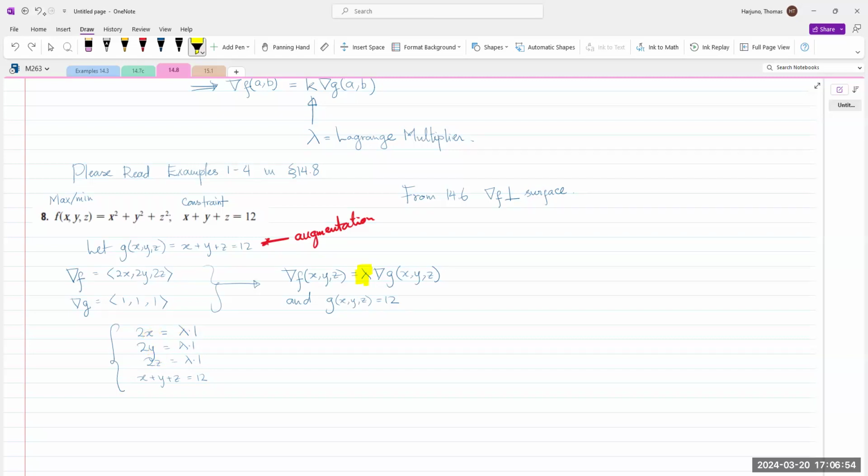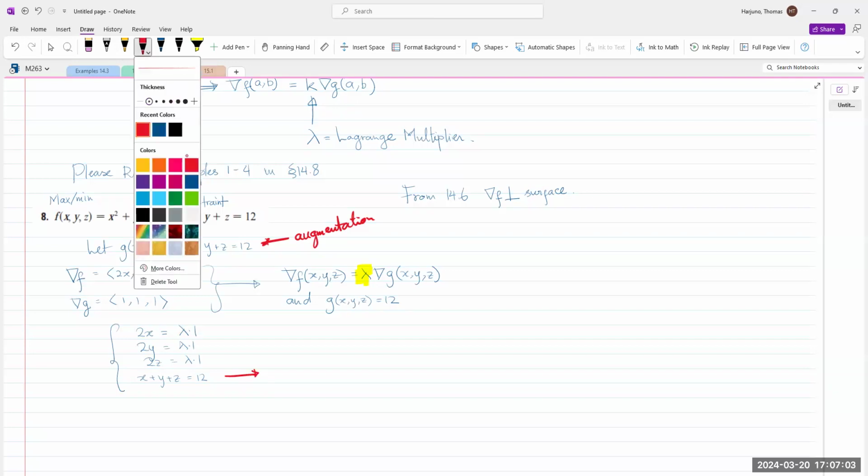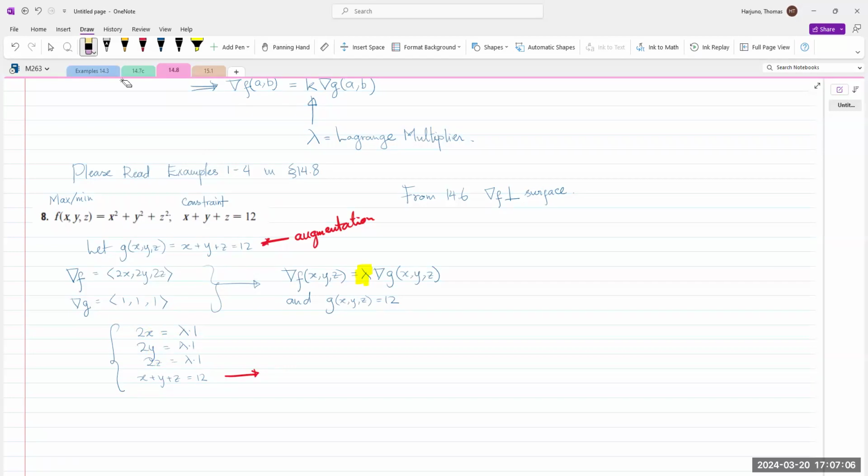Now, how do we solve this thing? I think one way I can do is to substitute the x, y, and z into the constraint. That's one way to do it. So this is lambda over 2, plus lambda over 2, plus lambda over 2 equals 12, right? From here we get x equals lambda over 2, y equals lambda over 2, z equals lambda over 2. When I substitute them in, I get 3 lambda over 2 equals 12. So lambda equals 24 divided by 3, which is 8.